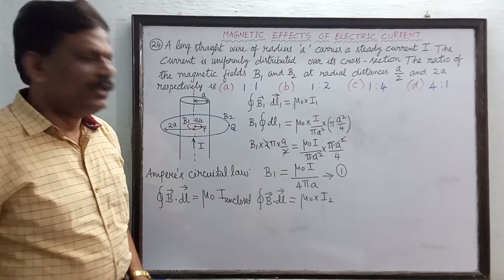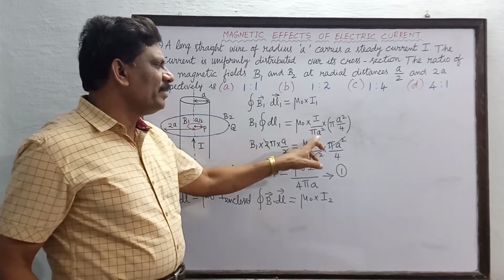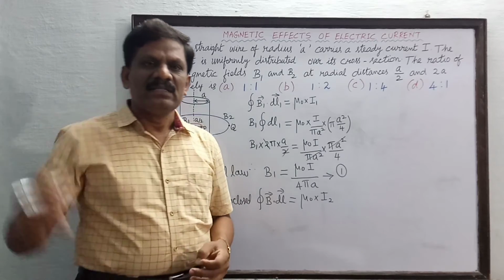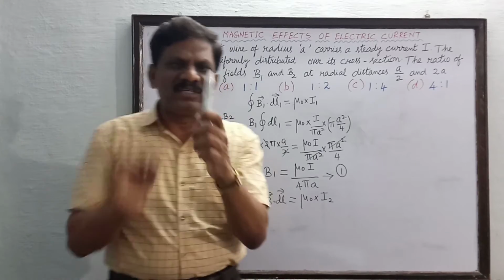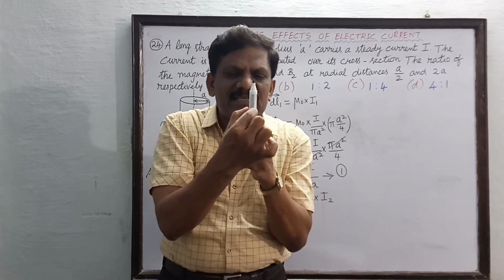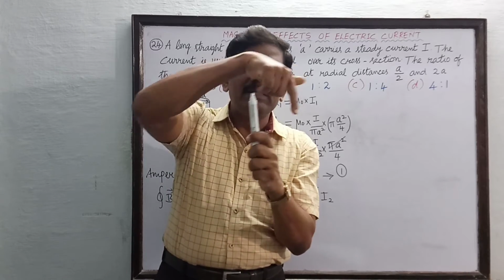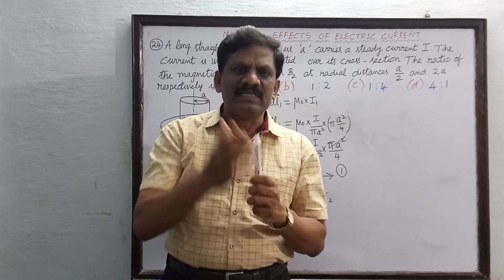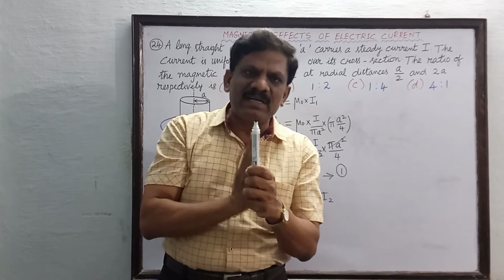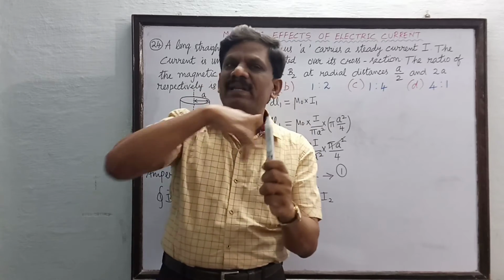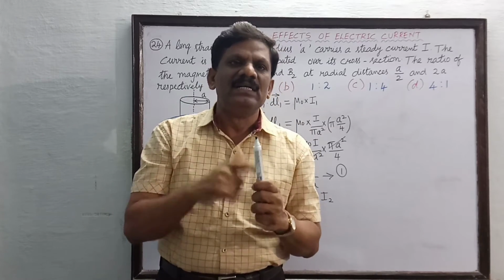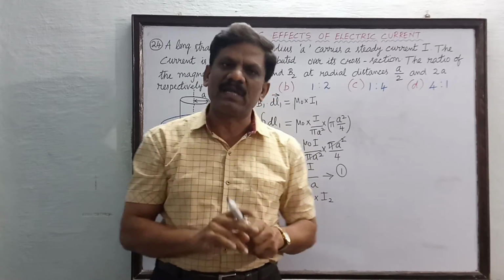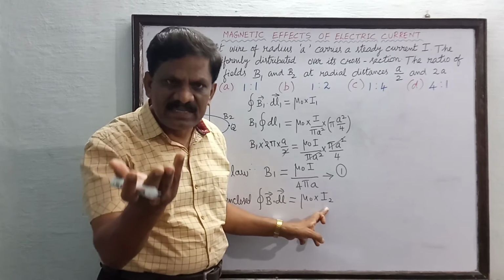Here you need not substitute mu naught I by pi a squared into pi into (2a) whole squared, because see, the smaller loop was inside the conductor, but the larger loop is outside the conductor. So how much current does it have to enclose? The same current I ampere flowing through the straight conductor, because the Amperian loop is outside the conductor. So the current passing through the loop is equal to the current I passing through the conductor. So this I2 is equal to I itself.